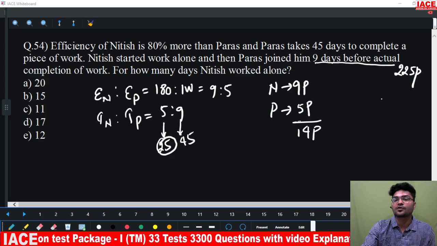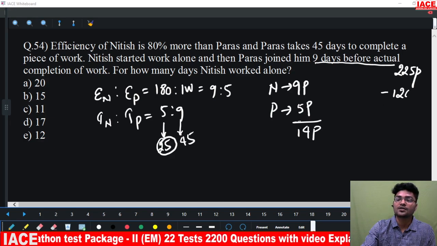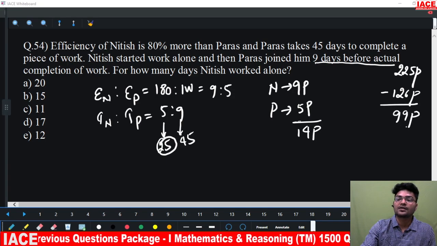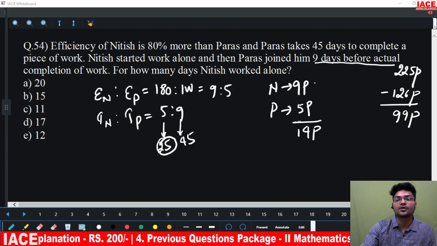In 9 days, both of them will combinedly do how much? 9 into 14, that is 126 parts. So remaining was how much? 99 parts. These 99 parts were done by Nitish alone. Nitish in one day is doing 9 parts.